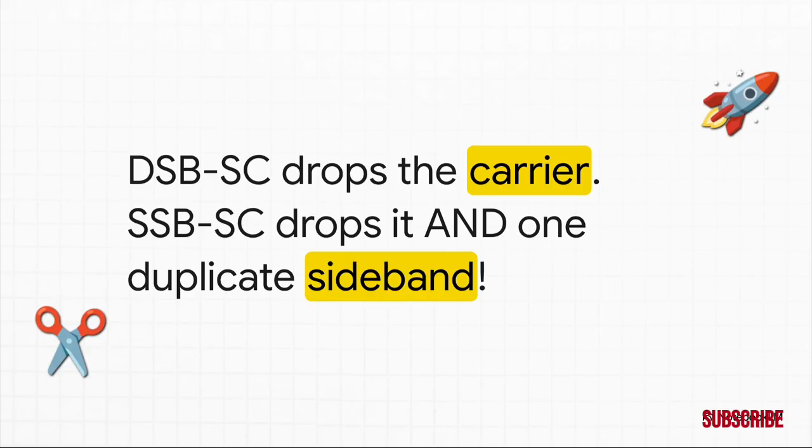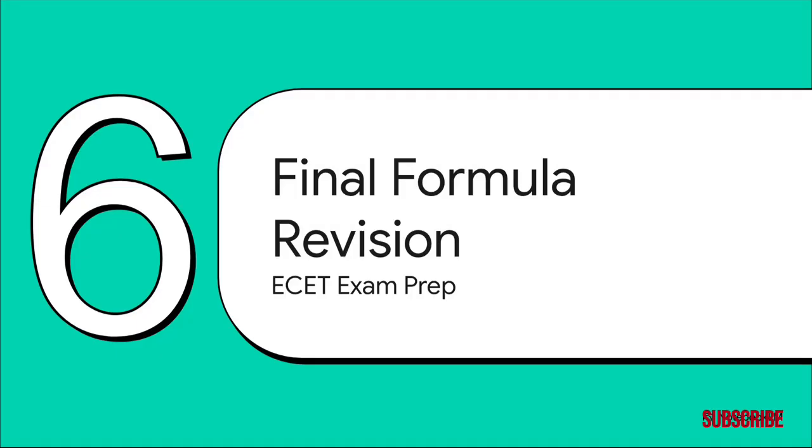Standard AM wastes power. DSB-SC solves the biggest problem by dropping the carrier. And then SSB-SC takes it to absolute perfection by dropping the carrier and one duplicate sideband. It is just a beautiful, logical progression of engineering problem solving. Finally, Section 6, your ECET final formula revision.